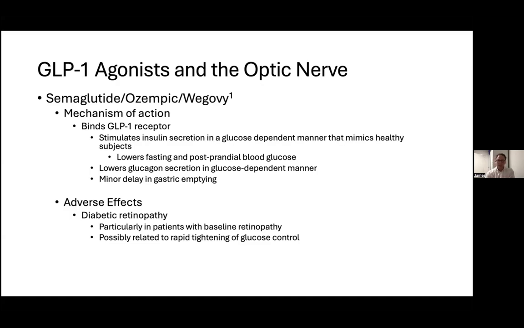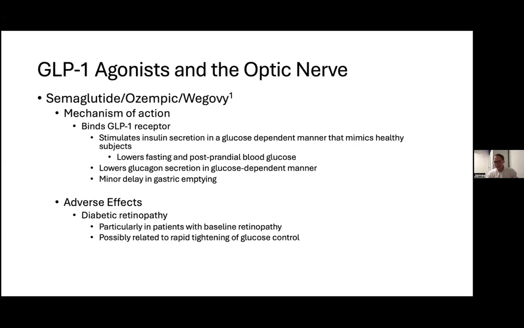They bind the GLP-1 receptor, as the name suggests, and stimulate insulin secretion at a glucose-dependent rate, which is aimed to mimic healthy individuals' release of insulin. They also lower glucagon secretion in concordance with the degree of glucose, and slightly delay gastric emptying. Those second two also contribute to increased satiety and decreased appetite, which assist with weight management.